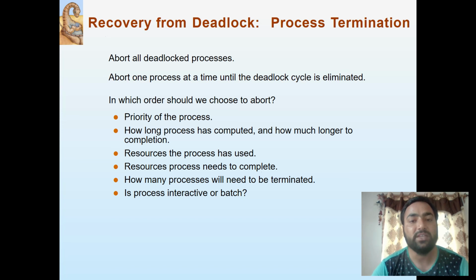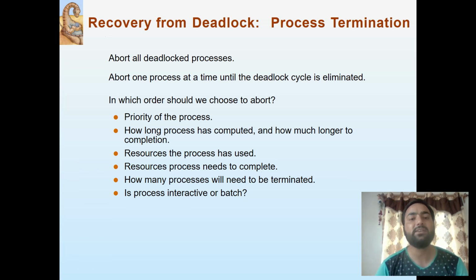So for that various criteria are there that we'll be using, and the first one is the priority of the process. The processes with low priority will be terminated first. How long the process has computed and how much longer to completion, कि प्रोसेस कितनी कंप्लीट हो चुकी और कितनी कंप्लीट होनी रहती है. जो प्रोसेस ज़्यादा कंप्लीट हो चुकी उसको हम टर्मिनेट नहीं करेंगे, हम उस प्रोसेस को करेंगे जो अभी अभी स्टार्ट हुई है या थोड़ी बहुत एग्जीक्यूशन जिसका हुआ है. Then resources the process has used.